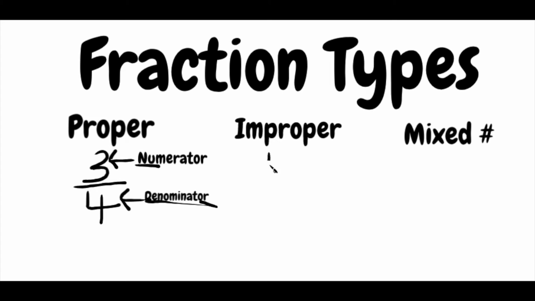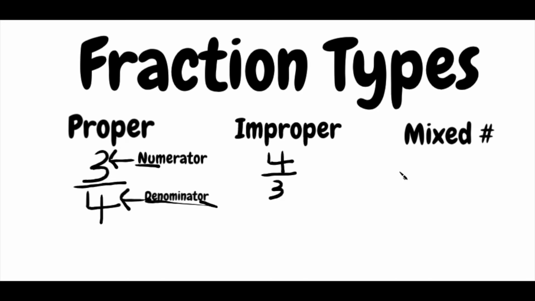So an improper fraction, let me switch this up. Basically, the way you know it's an improper fraction is because the number on top, the numerator, is bigger than the number on the bottom. So for example, 4/3, that's an improper fraction. The numerator is bigger than the denominator.